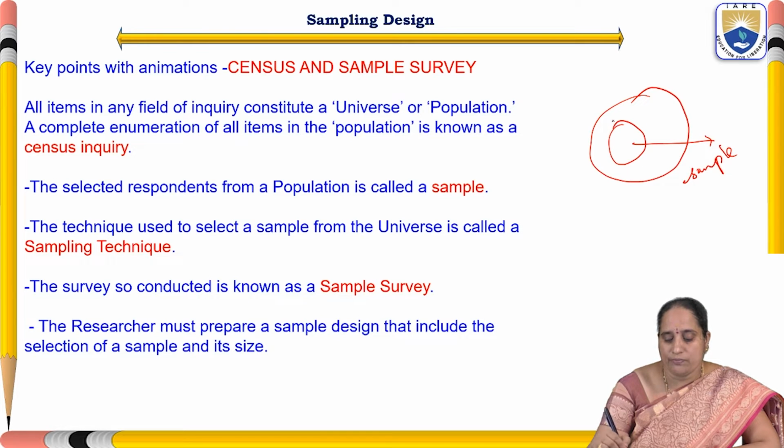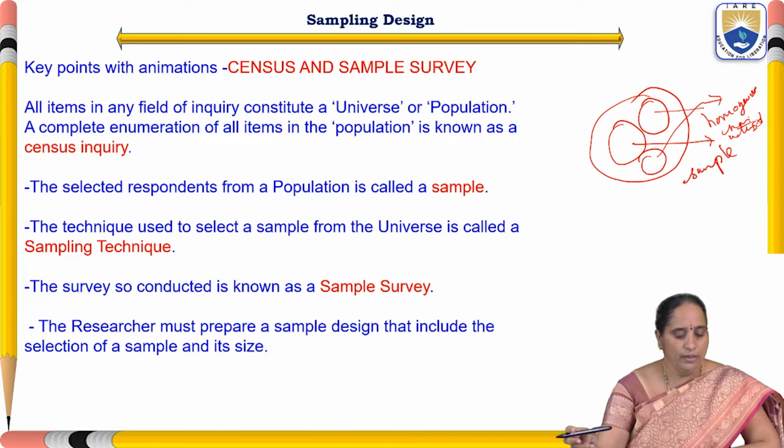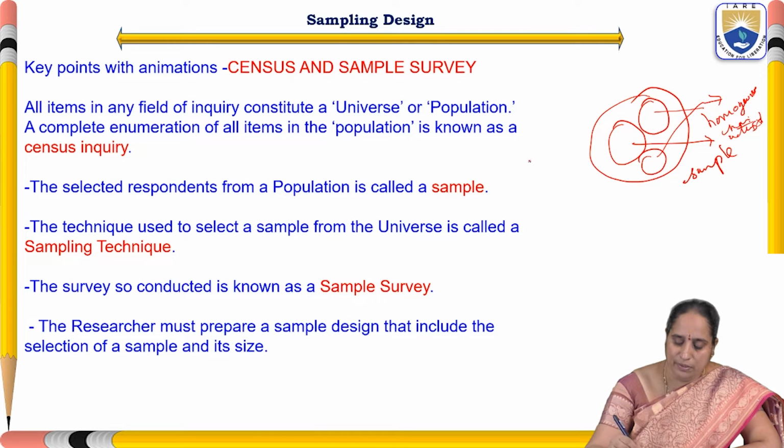You can also choose more than one sample from the population, depending on the nature of the study. All of them are representative of the entire universe, and they have homogeneous characteristics. That is the reason we consider samples rather than the population. The selected respondents, whether items or individuals, altogether are known as a sample.